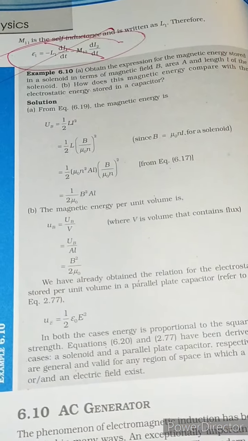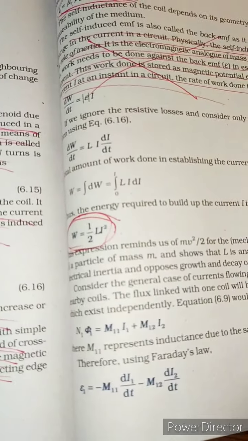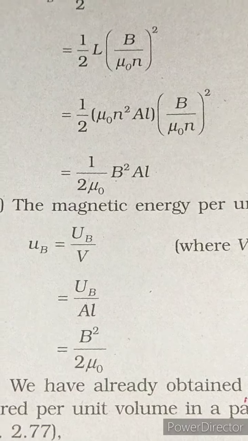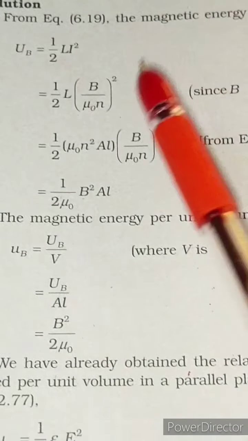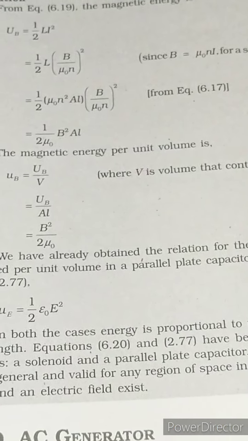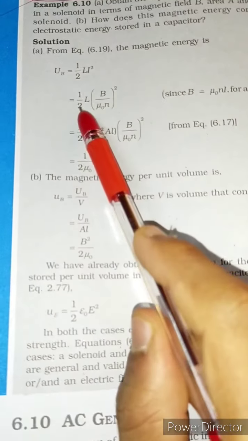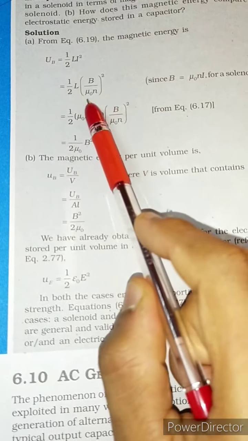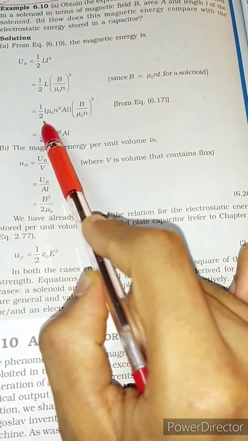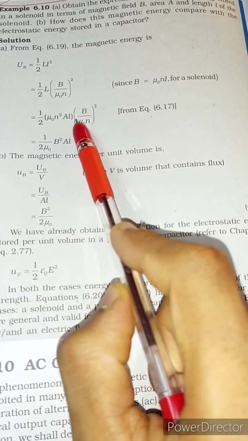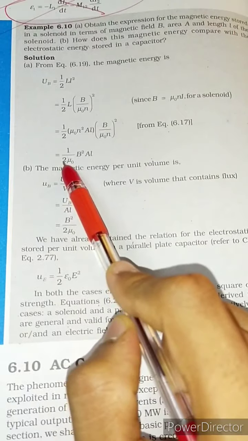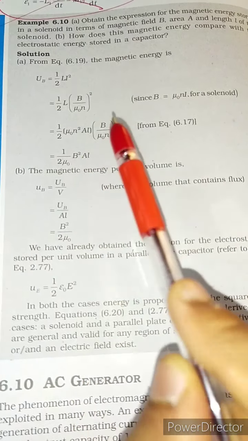From equation 6.19, W equals half L i squared. W, also called U_B, the potential energy, equals half L i squared, and you just derive this because B equals this and keep on deriving, and at last you get a condition. Okay, I'll read it for you. It equals half L (B divided by mu naught N) the whole squared, since B equals mu naught N i for the solenoid, and half of mu naught N squared A L (B divided by mu naught N) the whole squared, equal to half 2 mu naught into B squared into A into L is the answer.